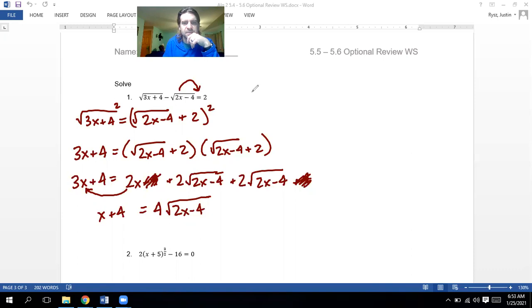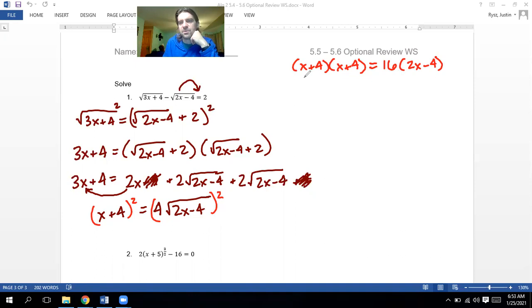Okay, now what we need to do is to square both sides to get rid of the last radical. So that means we're going to write out x plus 4 twice, because it's a polynomial. And when we square them, we should write them out twice. And when we square this, 4 squared becomes 16. And then the radical just goes away, 2x minus 4.